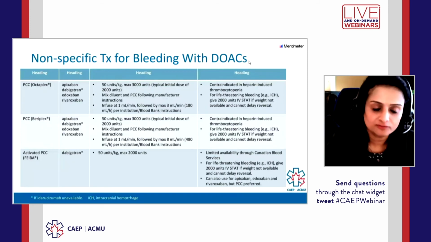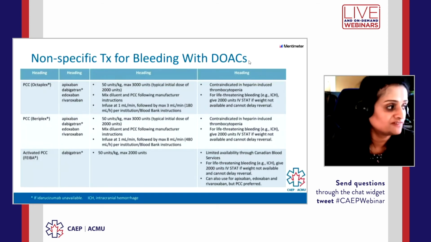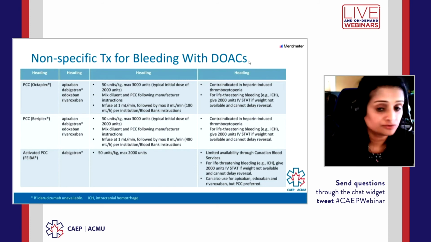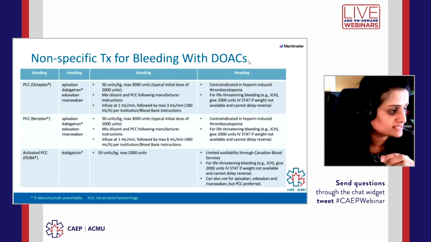What about the other options? With the DOACs, for the factor 10A inhibitors, in the absence of andexanet alfa, what else could we use? We can certainly use Octaplex, and you could give a max of 3,000 units or 50 units per kilogram. It's contraindicated in heparin-induced thrombocytopenia, but it is still an option for you to consider. And then there is another PCC, Beriplex. This is not available in all centers, but certain centers have Beriplex as well as Octaplex, and it has a similar indication and a similar dosage.